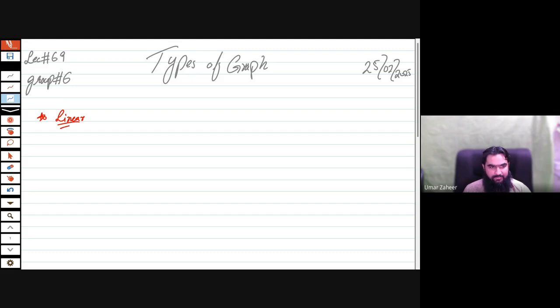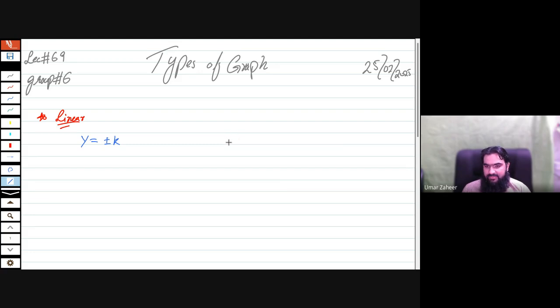We have different types of linear graphs because our whole trigonometry depends upon y is equal to mx plus c, the equation of a straight line. We have different types of equation of a straight line. We have y is equal to plus minus k. What does it mean? It means that you have a vertical line or a horizontal line.